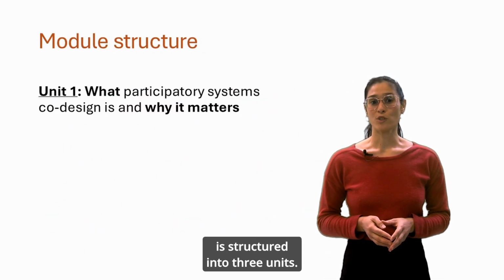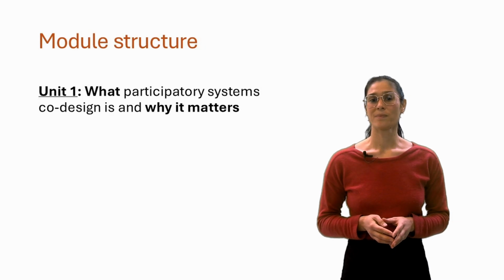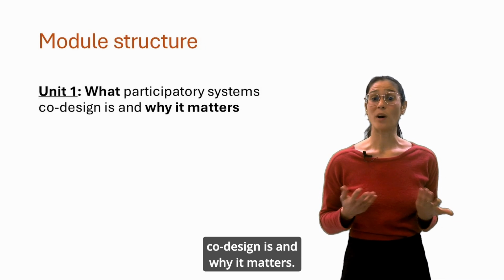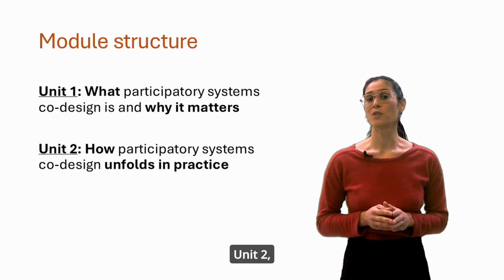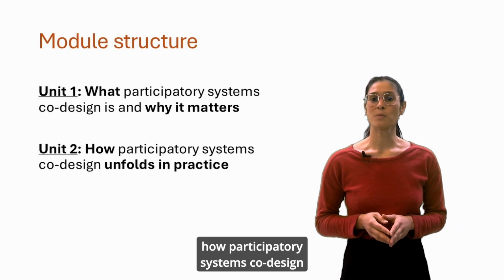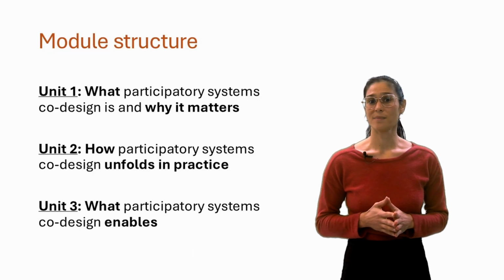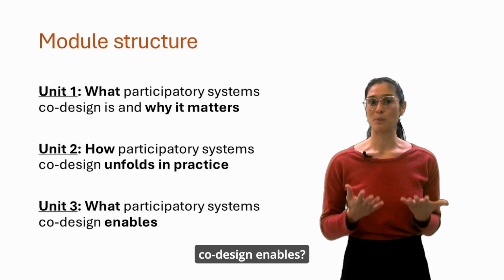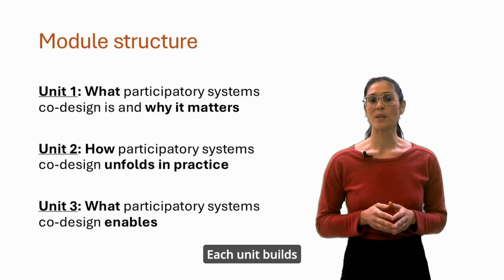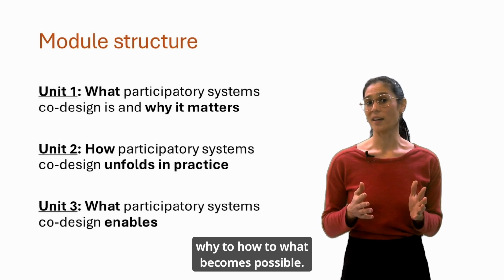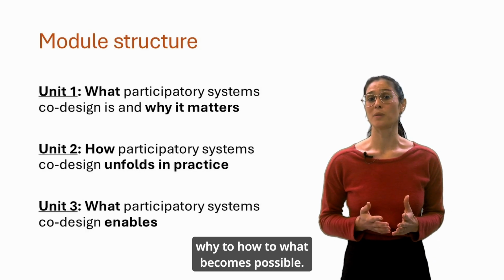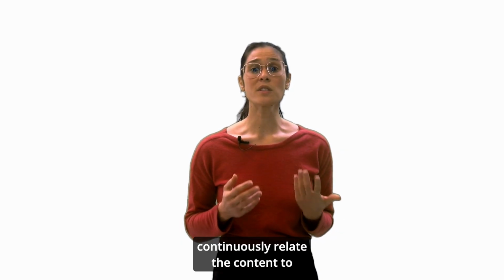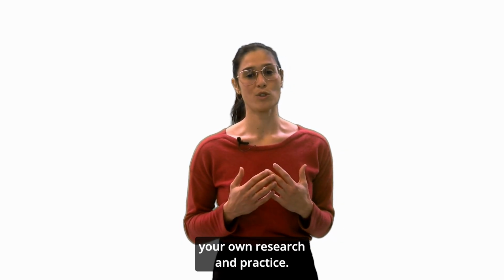This module is structured into 3 units. Unit 1. What participatory systems co-design is and why it matters. Unit 2. How participatory systems co-design unfolds in practice. And Unit 3. What participatory systems co-design enables. Each unit builds on the previous one, moving from why to how to what becomes possible. As you progress, we encourage you to continuously relate the content to your own research and practice.